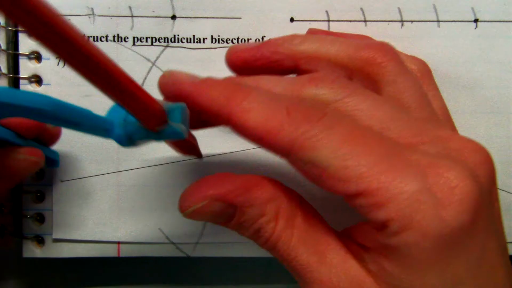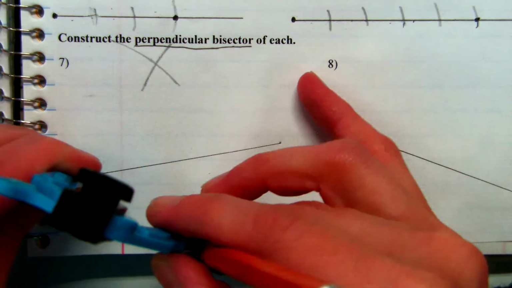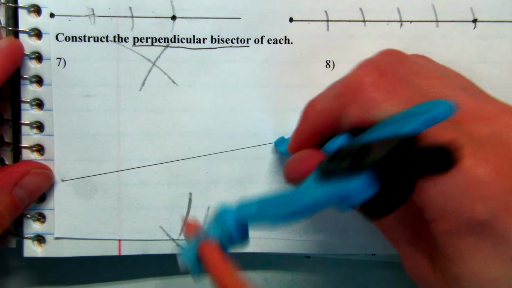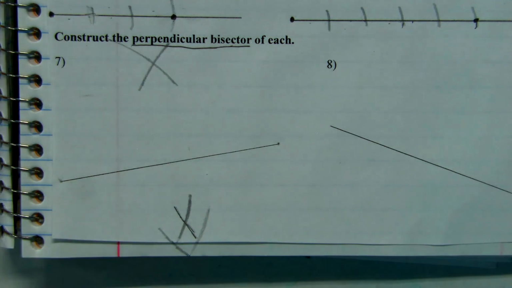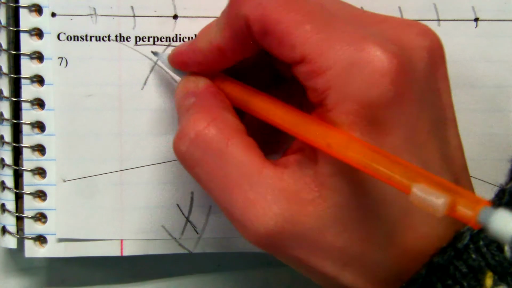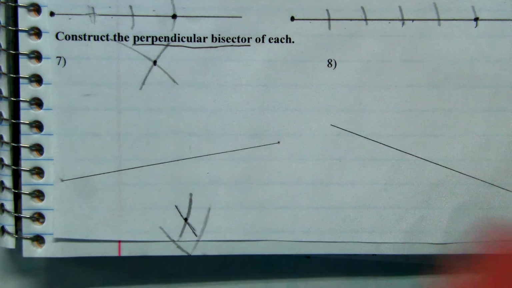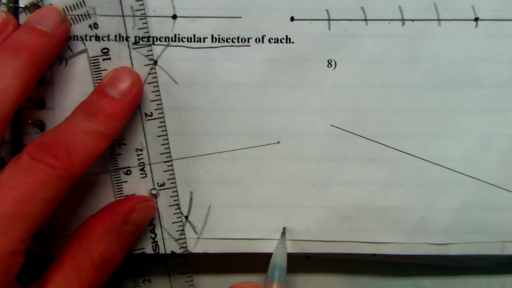You can adjust it in. It can be barely more than half, so I could take this one in a little bit. As long as it's more than halfway, as long as they cross to make an X, it's good. So I took mine in a little bit, and it made an X. And basically, if I connect where this X crosses to where this X crosses, it should go right through the middle of my segment.